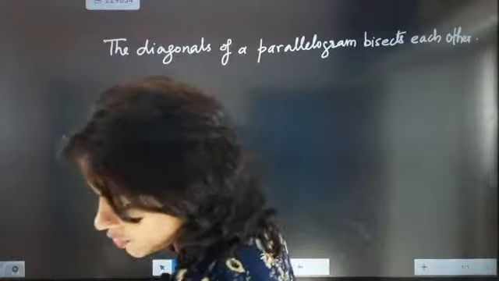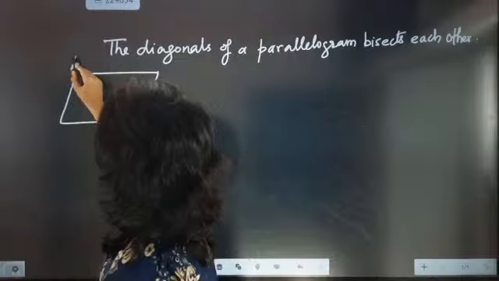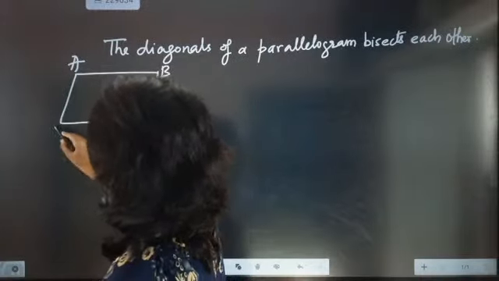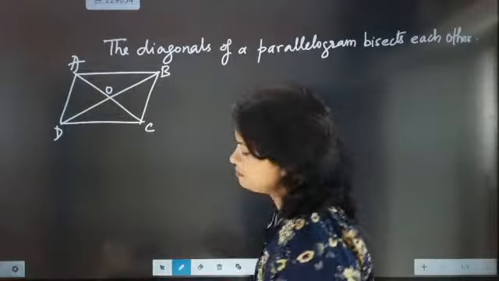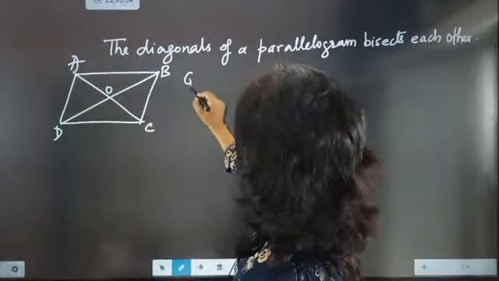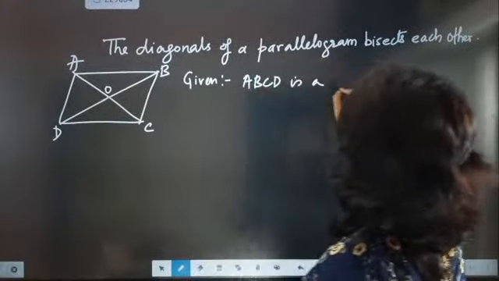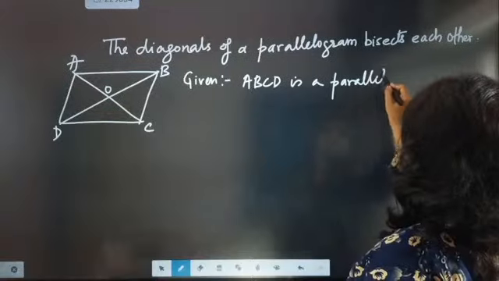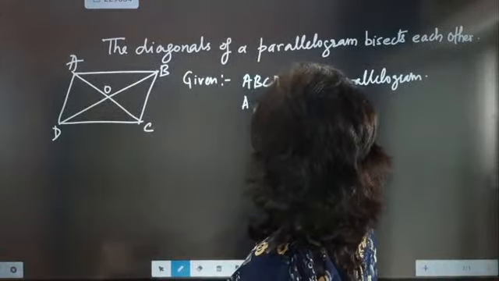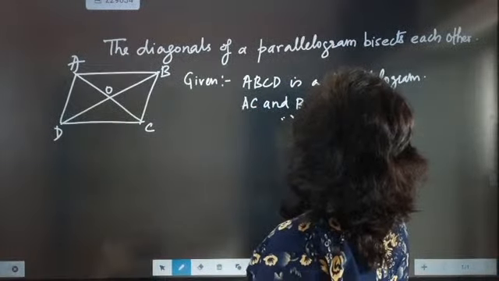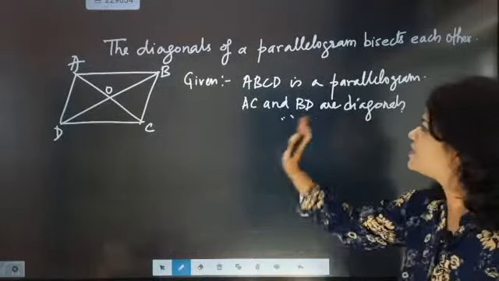So here, what is given to you? ABCD is a parallelogram, and O is there. We will first write the given section. ABCD is a parallelogram, and AC and BD are diagonals.